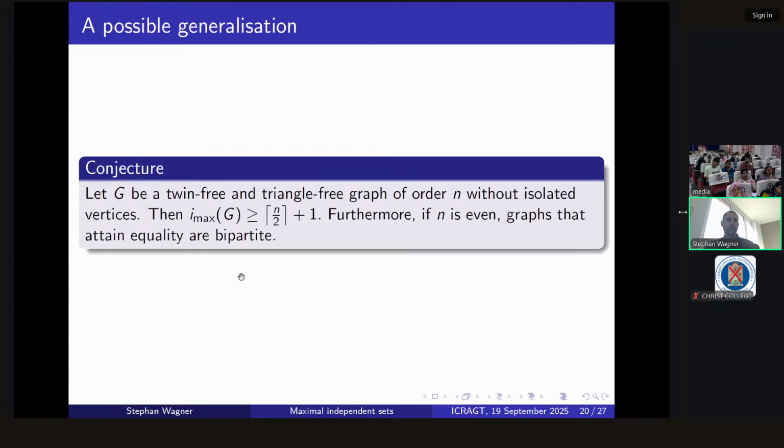I would just like to point out that we conjecture that what we proved here for bipartite graphs remains true for triangle-free graphs. This is a slightly stronger statement because any bipartite graph is automatically triangle-free, not necessarily the other way around. We think that the lower bound we proved for bipartite graphs is in fact true for arbitrary triangle-free graphs. But at the moment we do not have a proof of this.